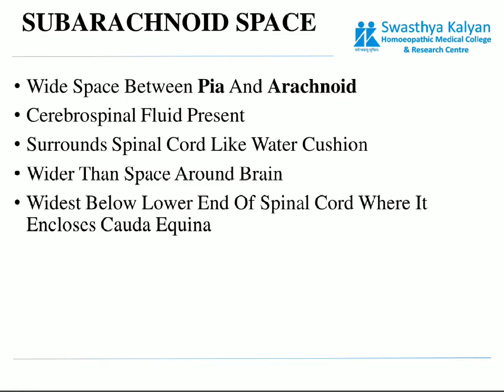The subarachnoid space is present between the pia mater and the arachnoid mater and contains CSF, which is the significance of the subarachnoid space. It surrounds the spinal cord, so the CSF gives a cushion-like support. The point of differentiation between the subarachnoid space of the brain and of the spinal cord is that the spinal subarachnoid space is wider than the space around the brain, and it is widest below the lower end of the spinal cord, where it encloses the cauda equina.